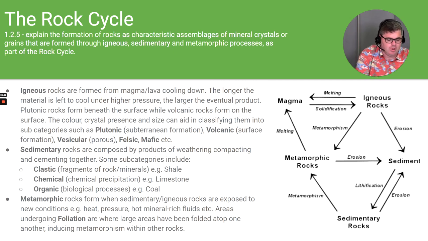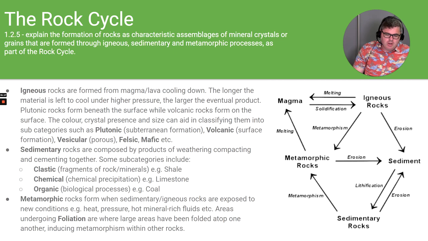All right, the rock cycle. The rock cycle is particularly useful here because we understand how rocks are formed and we understand how they can be unformed. We have three types here that we would have looked at in primary school, or in junior school: igneous, metamorphic, and sedimentary. We can see them here.